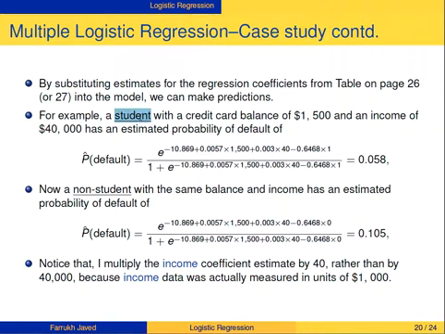And for student, it means I will plug in 1 for students. So this is beta naught, beta 1 times this guy, beta 2 times 40 if I say in thousands, for instance, and then beta 3, which was negative, times 1 for being a student. And for non-student, again I plug in 0 over here. So these are the probabilities. I multiply the income coefficient estimated by 40 rather than 40,000 because the income data was actually measured in $1,000. So instead of 40,000, I said 40 here, right? Because it was measured in 1,000s.